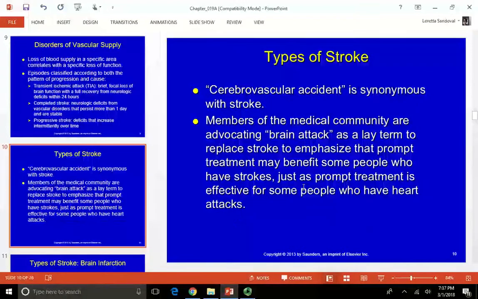So cerebrovascular accident, or CVA, is synonymous with stroke. Just like MI, myocardial infarction, is synonymous with heart attack, there are members of the medical community that are advocating the use of brain attack as a layman's term to replace stroke, to emphasize that prompt treatment may benefit some people who have strokes, just as prompt treatment is effective for some people who have heart attacks.